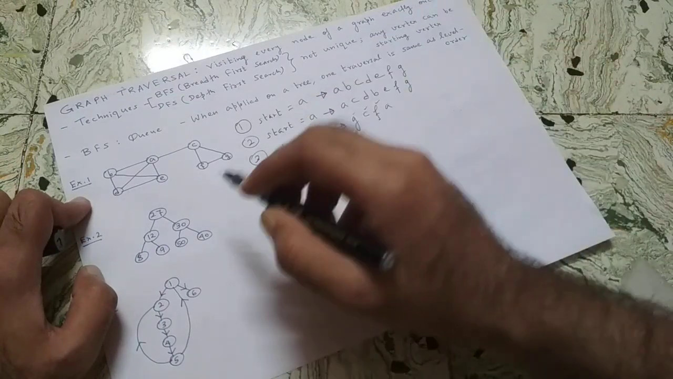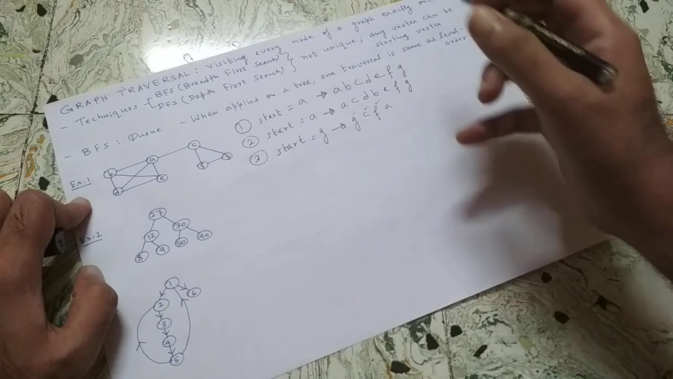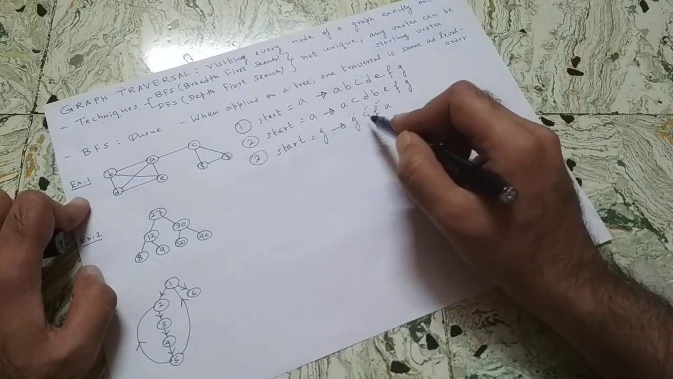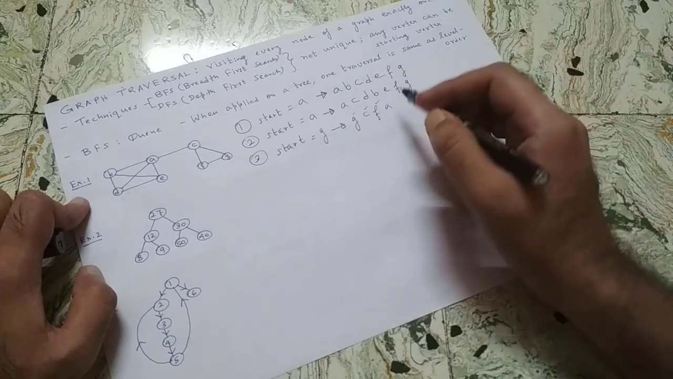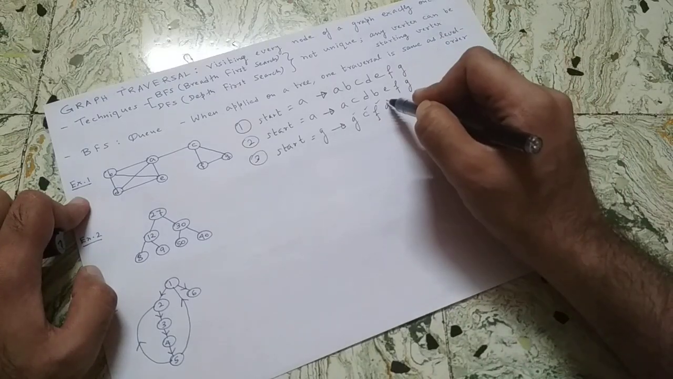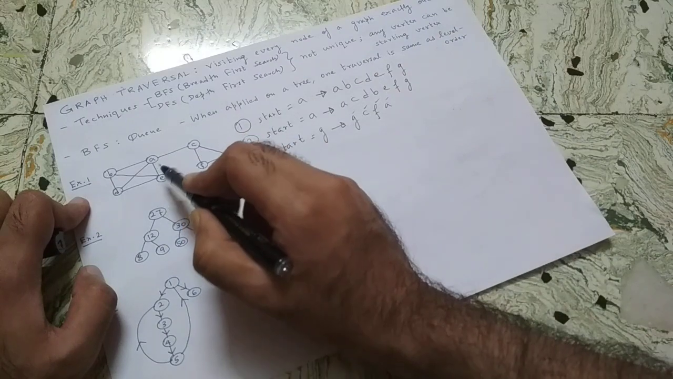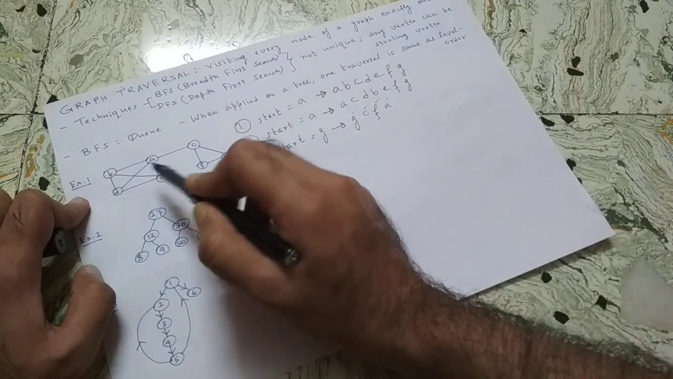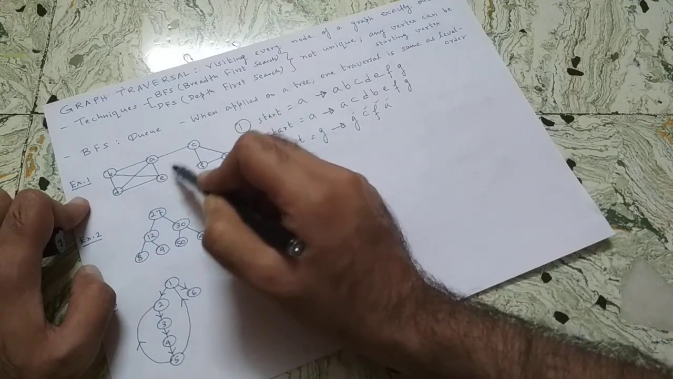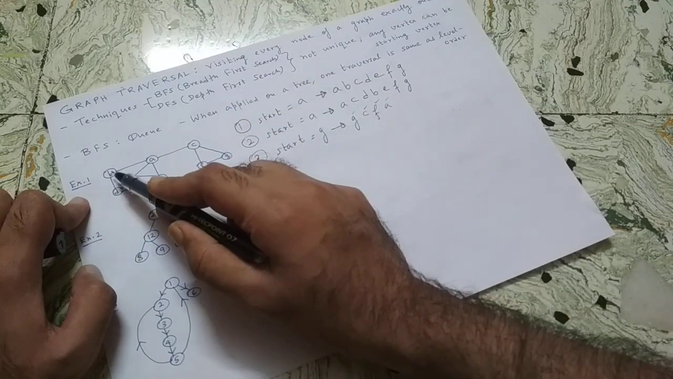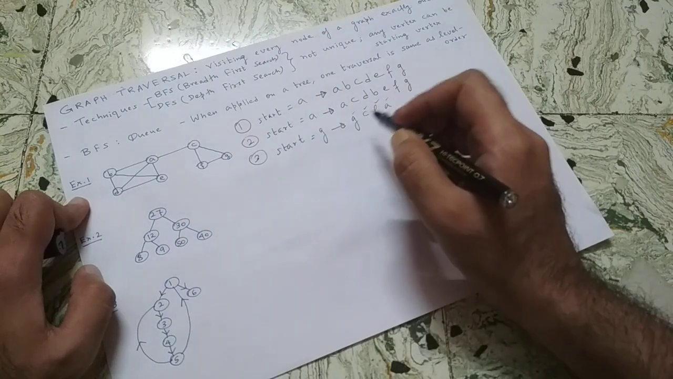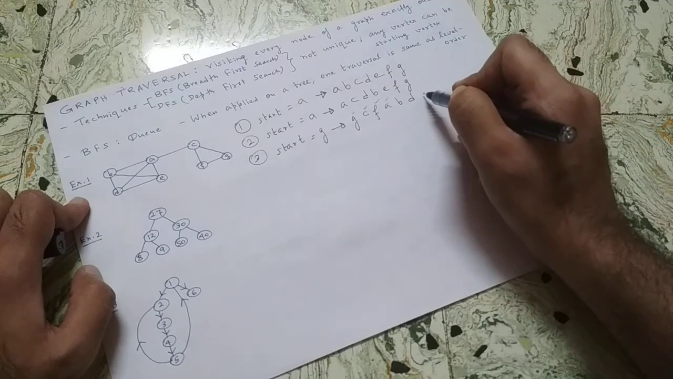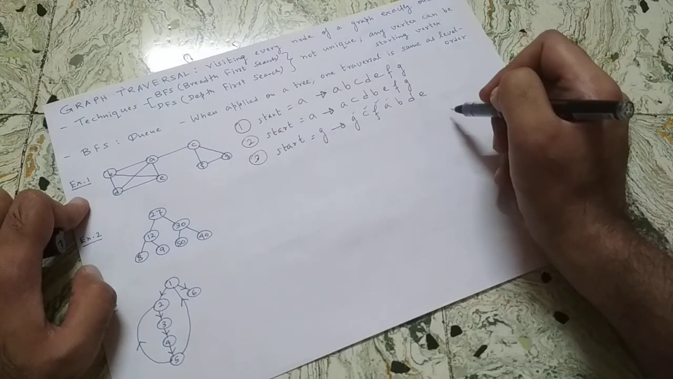So with F, now my current vertex will be F. So what are the adjacent vertices of F? C and G. But both C and G have been visited. So I'll move on to the next vertex. The next vertex happens to be A. Now I look at the adjacent vertices of A. What are the adjacent vertices of A? B, D, E and C. Now out of B, D, E and C, C has already been visited, but B, D and E have not been visited. So by visiting these vertices B, D and E, I am able to complete my BFS traversal.